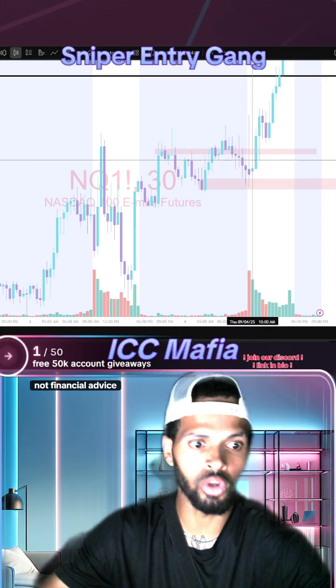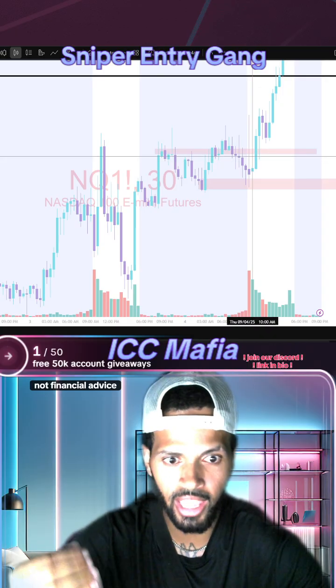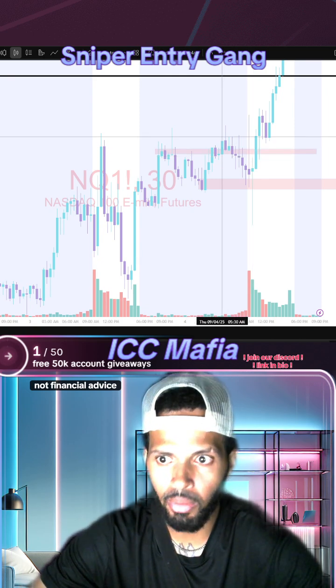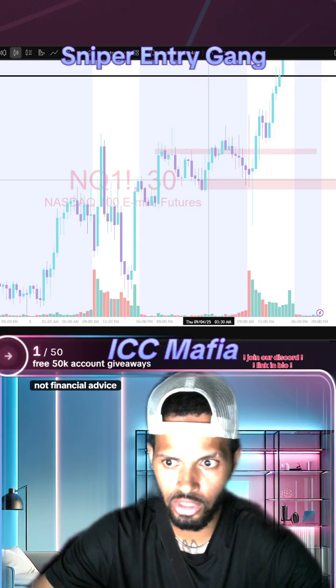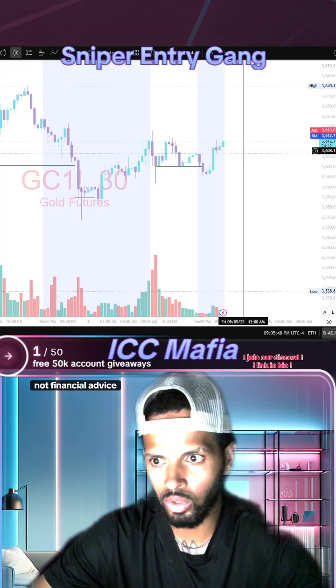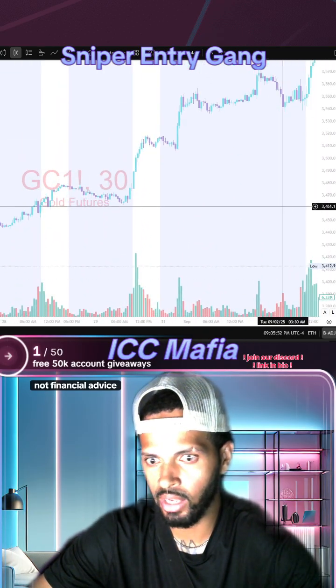That's why I don't like NQ or ES, because price will make a new high, but instead of retesting the high or the resistance, it retests the support and then it goes higher. But if I go look at gold, look how easy gold was. Gold literally retests the top every single time.